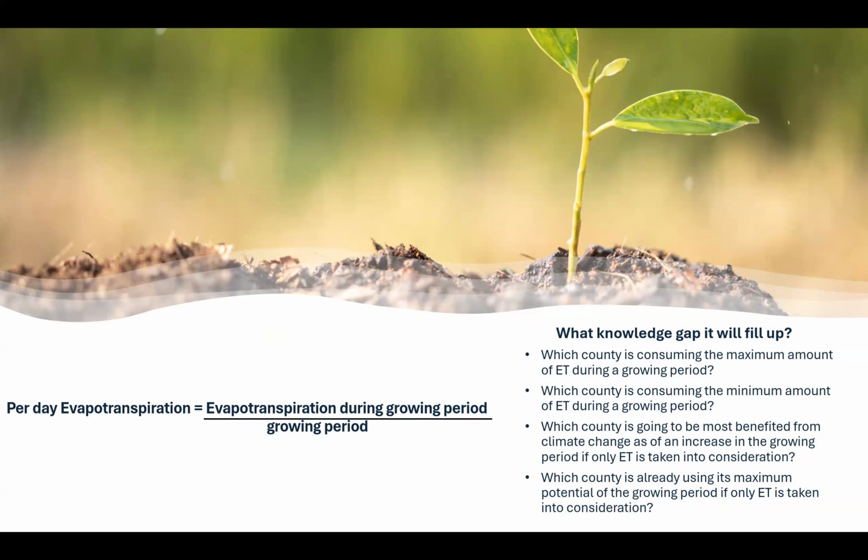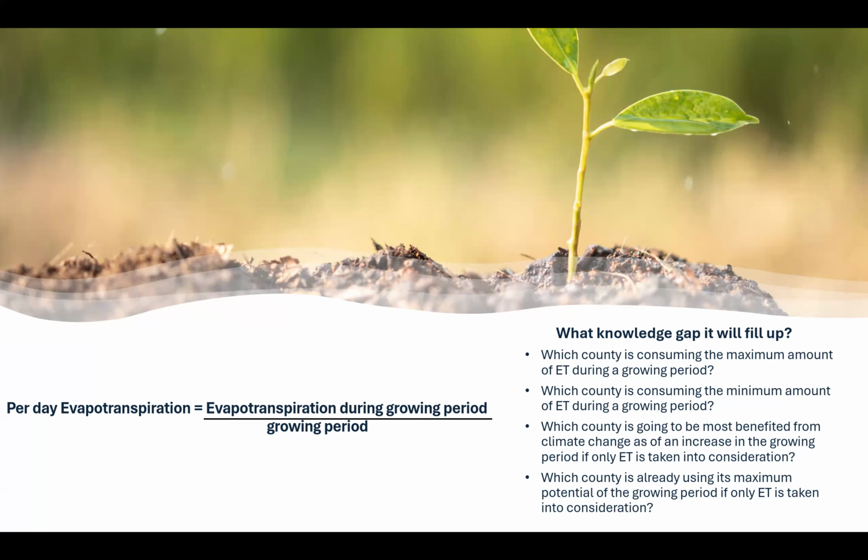Apart from that, from that data we can also look at the per day evaporation. How we calculated it is simply the evapotranspiration during that particular growing period divided by the number of growing days. So that's the actual amount of water each county is using per day.